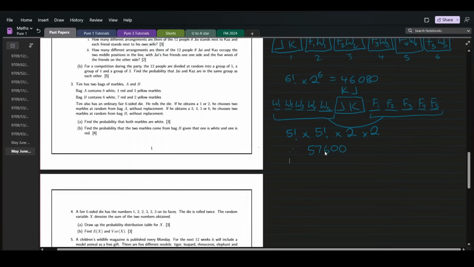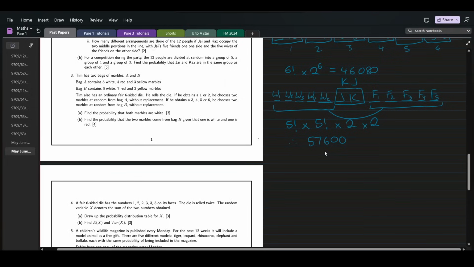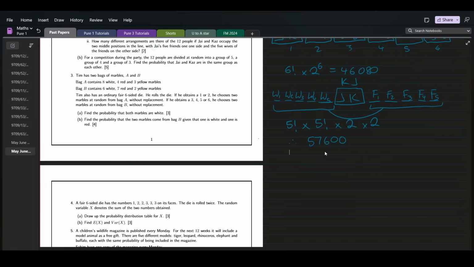Now let's move on to part B. For a competition during the party, the 12 people are divided at random into a group of 5, a group of 4, and a group of 3. Find the probability that J and Kaz are in the same group as each other.